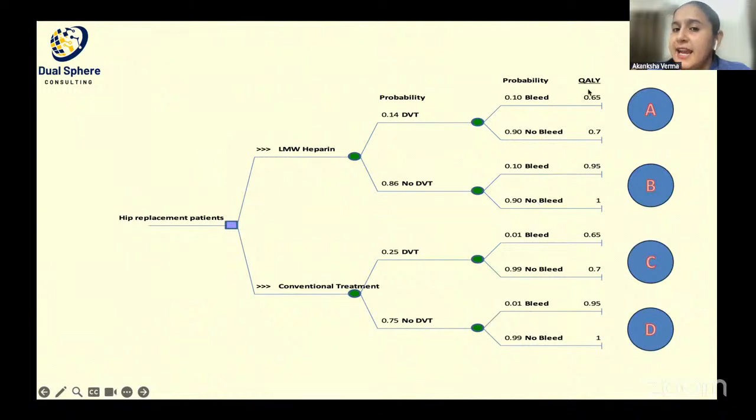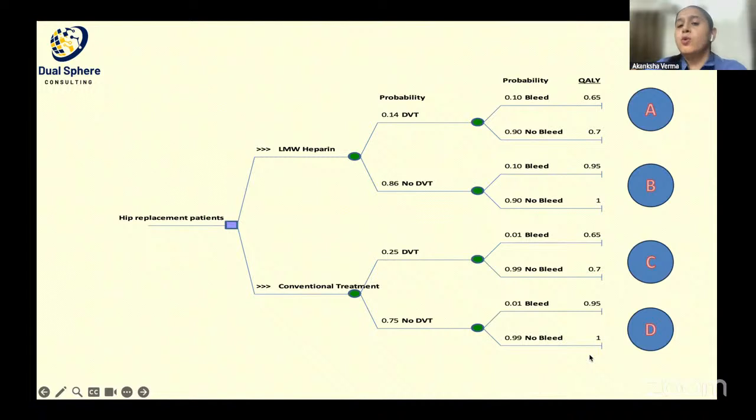And at the end, the qualities and the payoffs, basically either the cost payoffs or the benefit payoffs, are applied at the end, at the terminal node only. So the quality for bleeding with low molecular weight heparin is 0.65. No bleed would be 0.7, 0.951, like this.